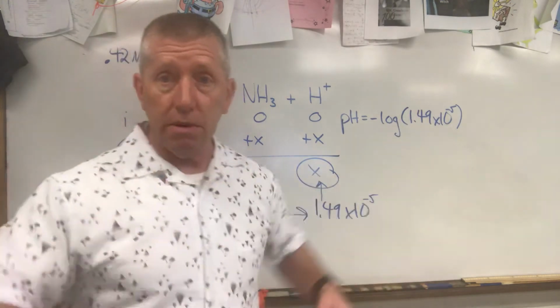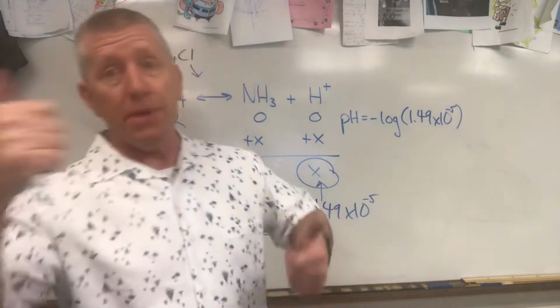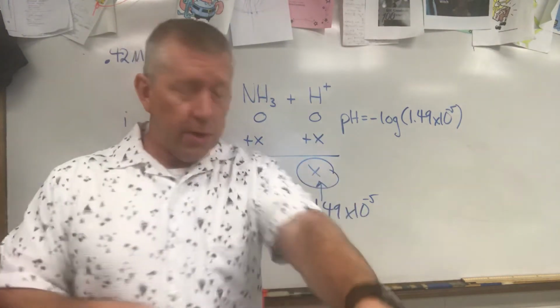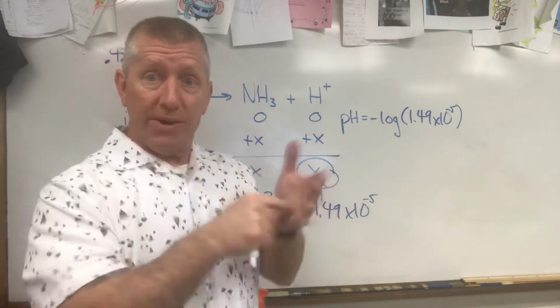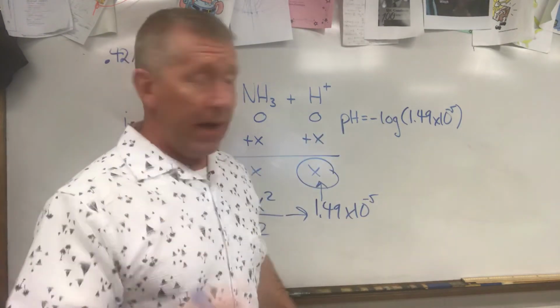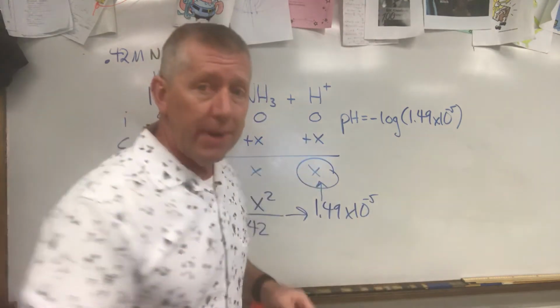Your log button. All right. I know your calculators are different, so they work differently. Sometimes I hit the log button first, sometimes I hit it second, but mine goes log 1.49, second function exponent negative 5, enter, and you get a negative value, which is why the negative is here. To cancel out that negative, give you a positive pH value.